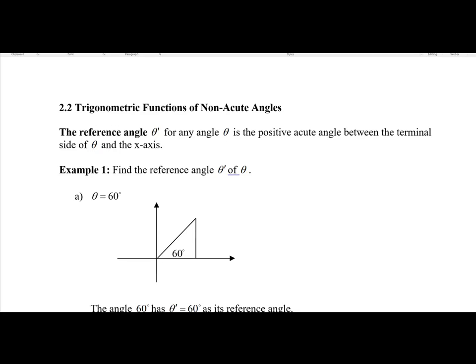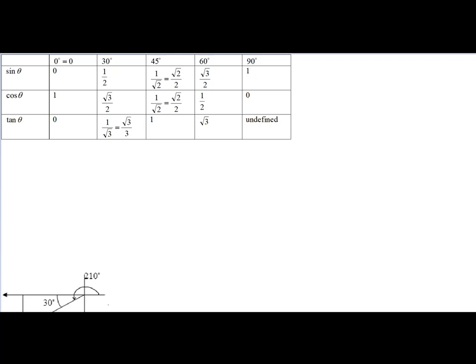I will go over section 2.2, trigonometric functions of a non-acute angle. From section 2.1, I hope you have memorized by now that sine 30 degrees is 1 over 2, sine 45 is square root of 2 over 2, sine 60 degrees is square root of 3 over 2. And of course, cosine 30 is square root of 3 over 2, cosine 60 is 1 over 2, cosine 45 is the same as sine 45.